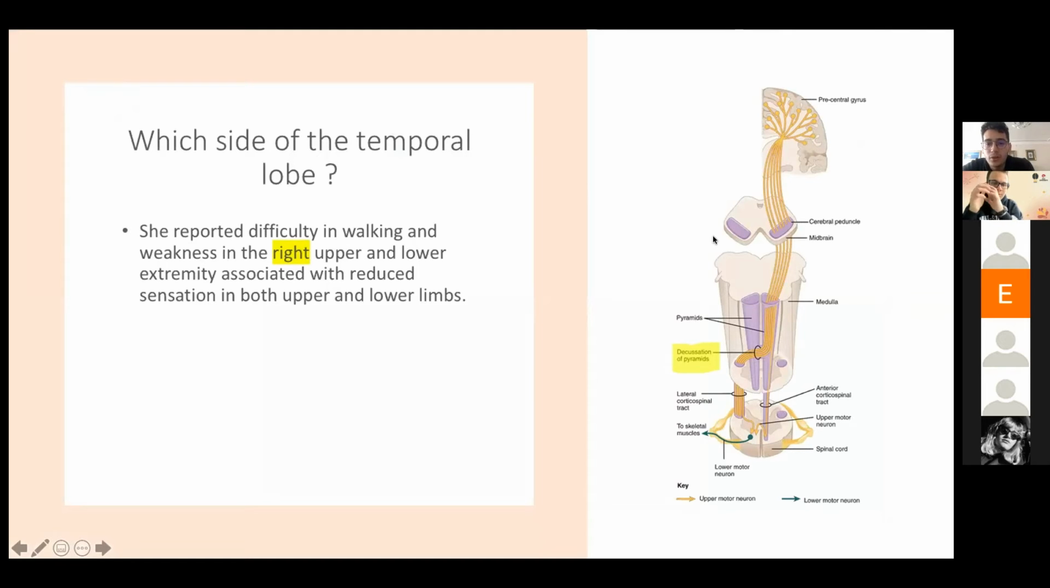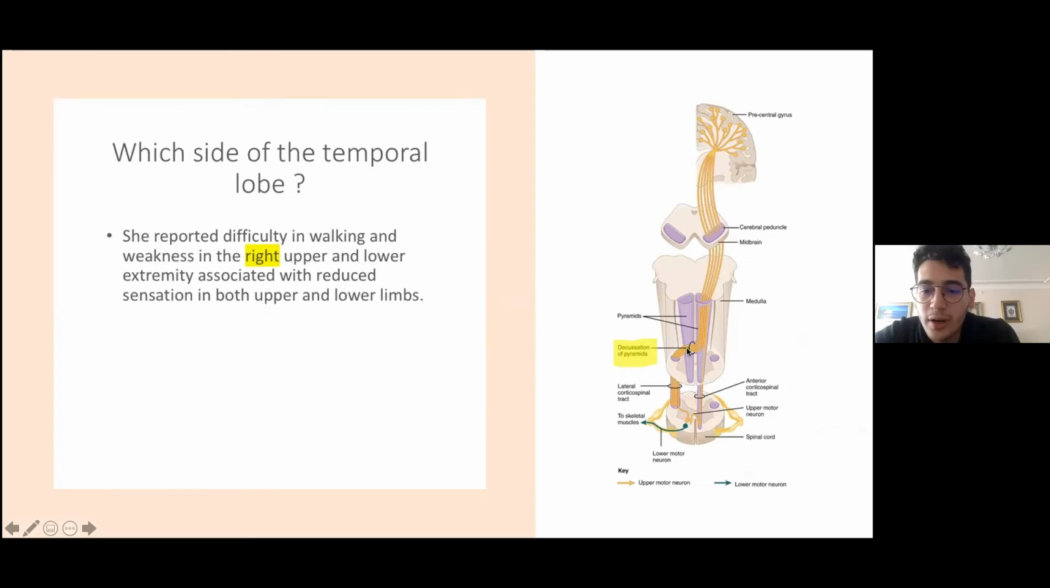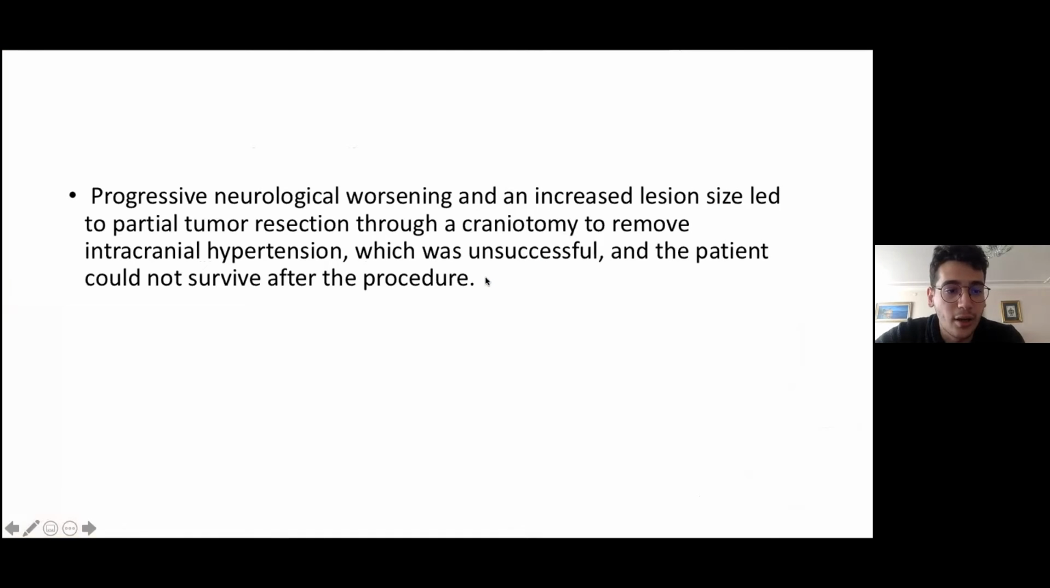I also want to emphasize another clue about the side: there is decussation of the pyramidal tract, which controls the motor functions. It comes through one side of the brain to the other side of the body. So there are two clues, one is Wernicke and the other is the decussation. So you are doing a great job. Thank you very much.